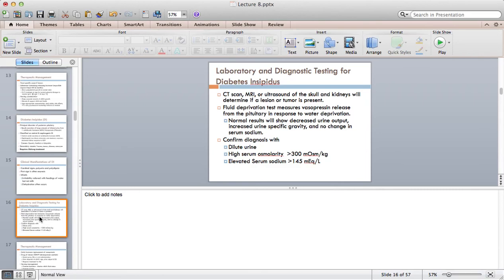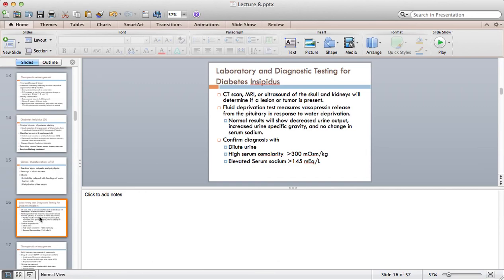So now we did that fluid deprivation, and we said that in a normal situation, when everything is okay, you don't give somebody water to drink. What you see in a normal situation is a decrease in urine output. The specific gravity of that urine is high, because the urine is concentrated. And when you look at the serum sodium, there is no change.